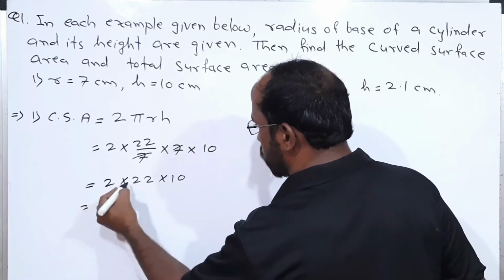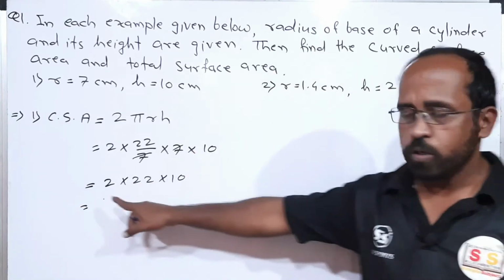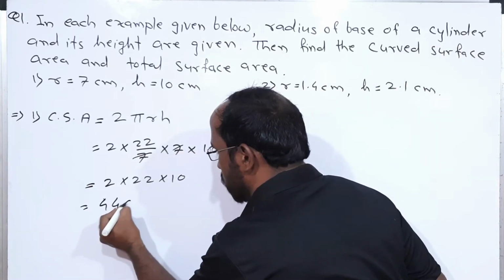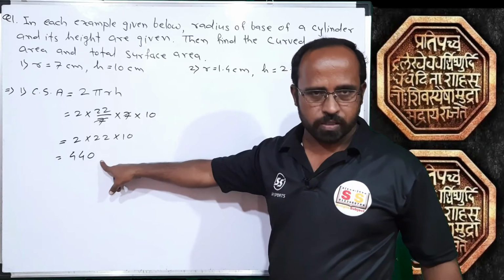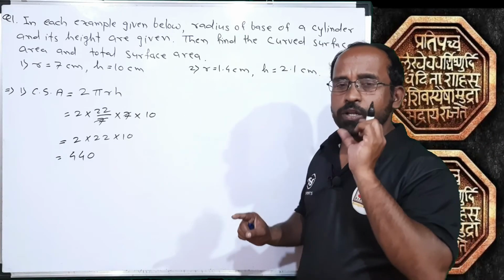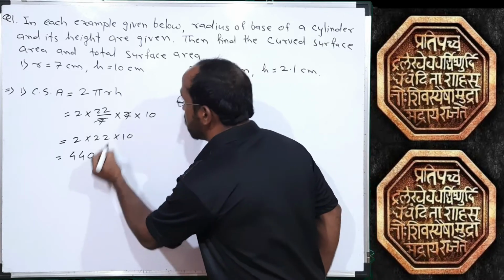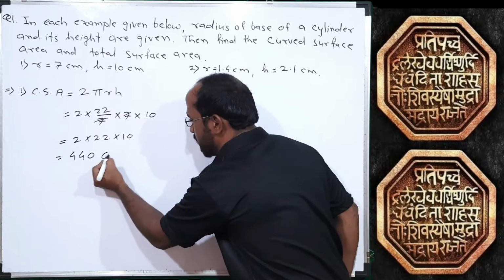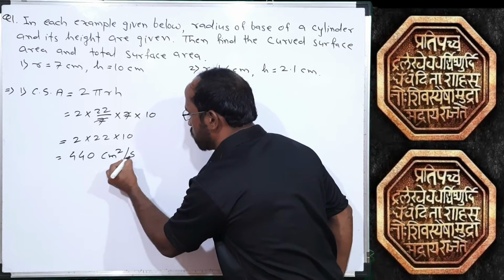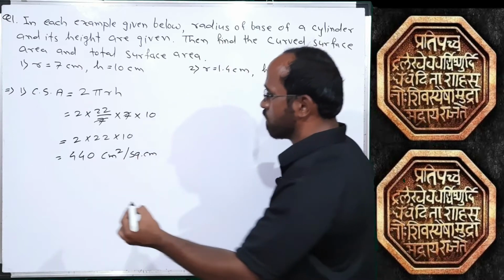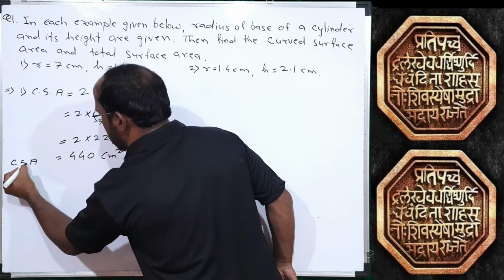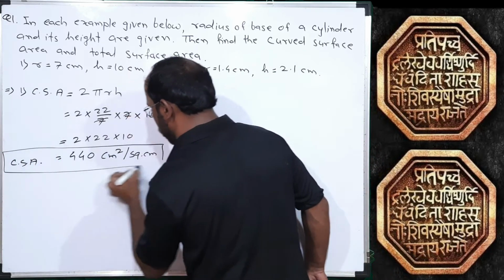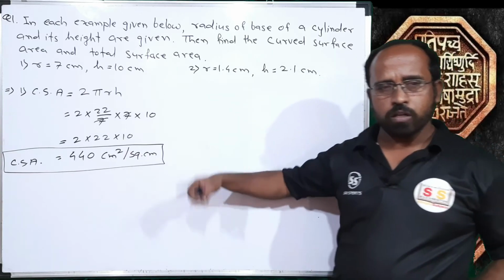So that is equal to 22 twos are 44, 44 into 10. So just append a 0 after it. So 440. We are finding area. The unit of area: in which unit is the information given? Centimeter. So the unit of area is centimeter square or square centimeter. So curved surface area of the first cylinder is equal to 440 centimeter square.